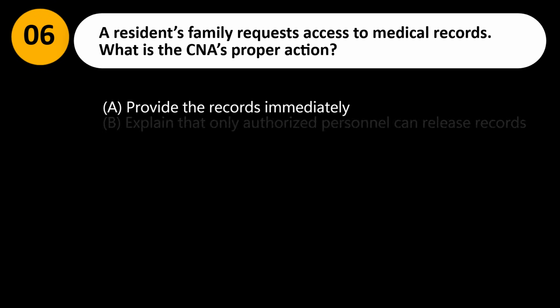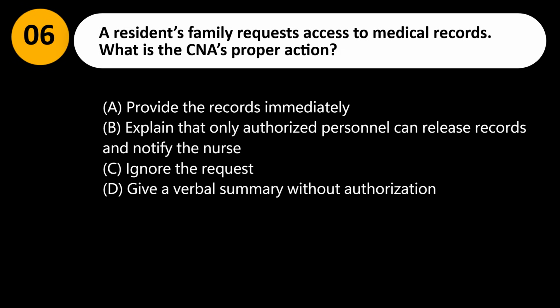A resident's family requests access to medical records. What is the CNA's proper action? A. Provide the records immediately. B. Explain that only authorized personnel can release records and notify the nurse. C. Ignore the request. D. Give a verbal summary without authorization.